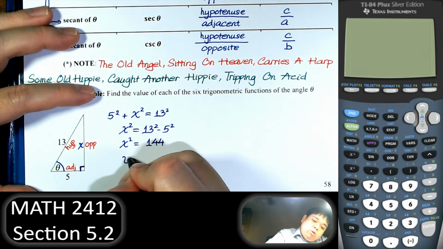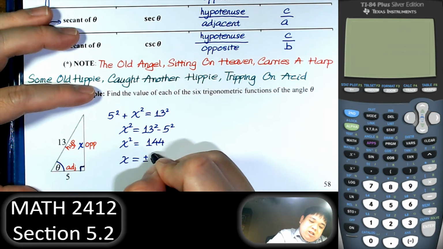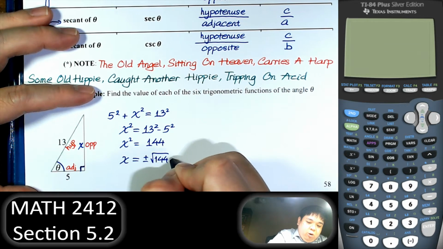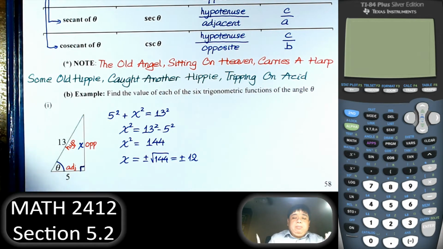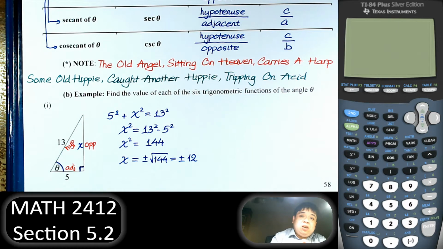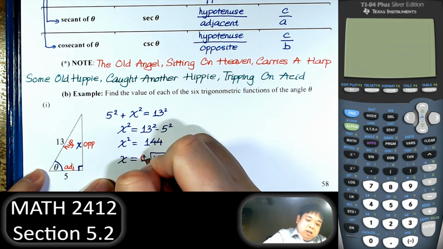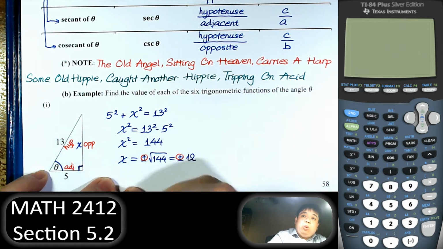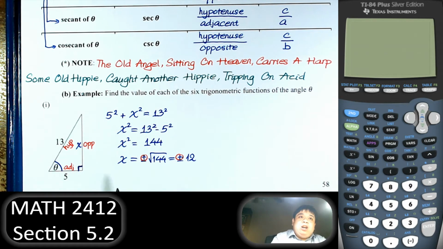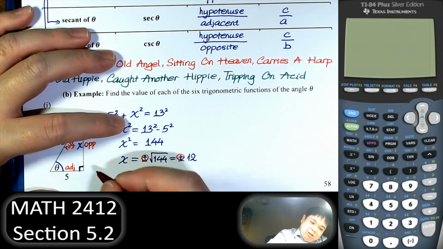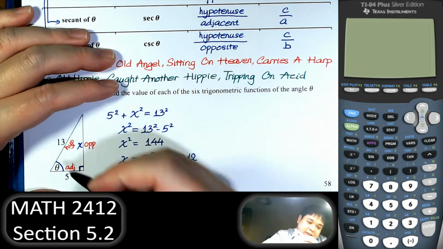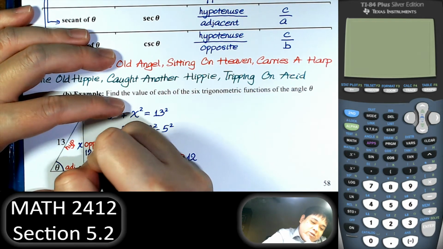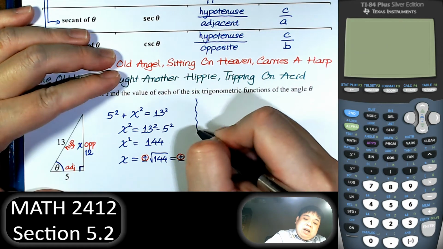Take the square root on both sides. We have plus or minus 12. However, the way we define trigonometry in this section is only for the right triangle. In a right triangle, the measurements are just positive. We don't have a negative measurement in a triangle, right? So we choose positive, and that's going to be 12. So the opposite is 12. After that, it will be easy.